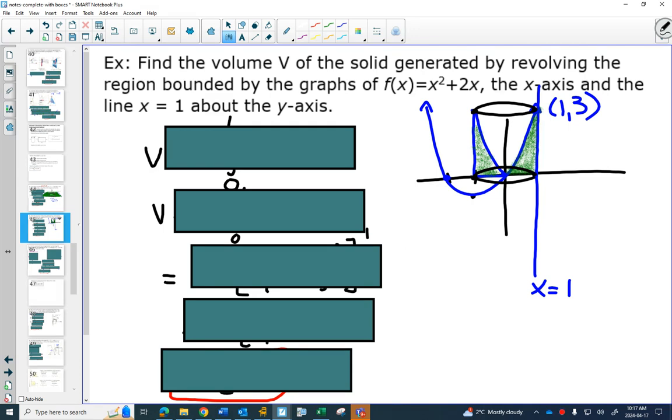rotated all the way around, which would create, when I color that all in, this whole thing would be solid. It would be open with a hole in the middle. So we could think of this as washers, with the outer radius always being 1. That's not hard. The inner radius would be the y value of x squared plus 2x.